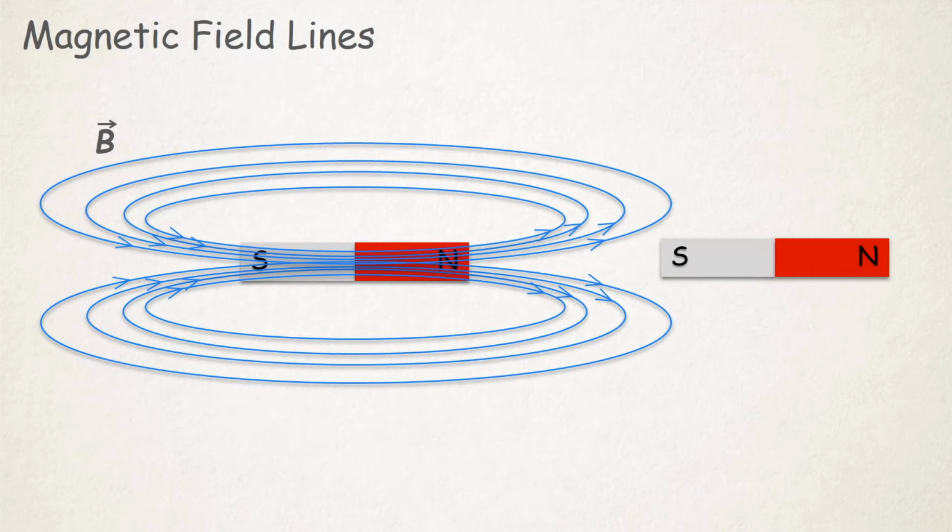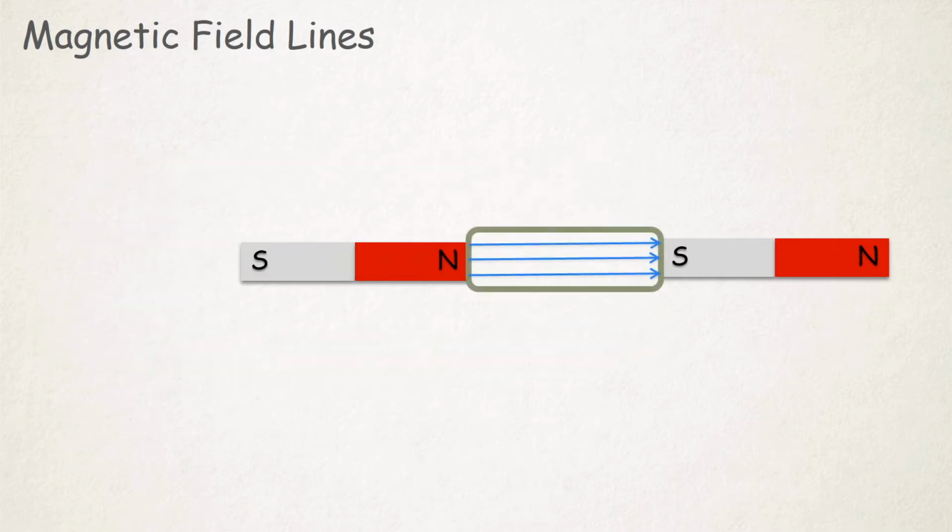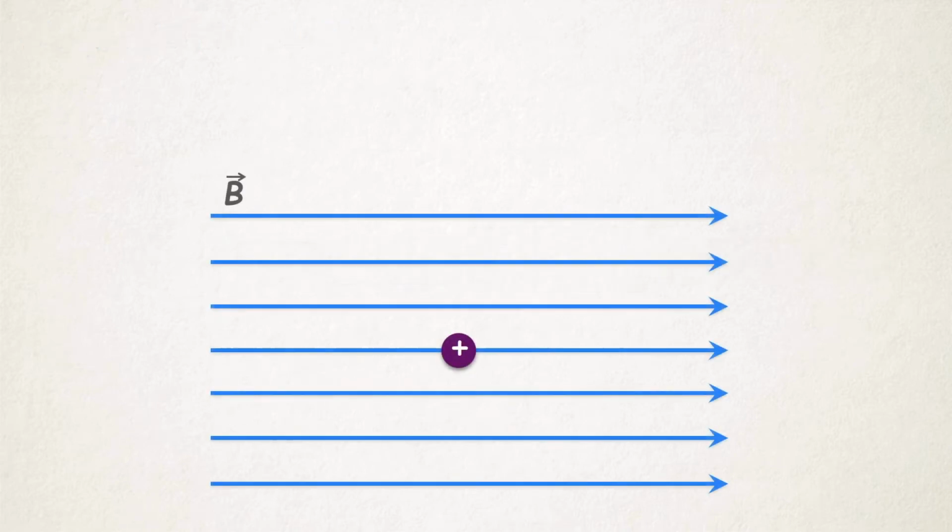If you bring in another bar magnet with its South Pole facing the North Pole of the first magnet, you can produce a uniform magnetic field between the poles that points away from the North Pole and towards the South Pole. And if there's a charged particle within that field, the particle may experience a magnetic force due to the magnetic field.